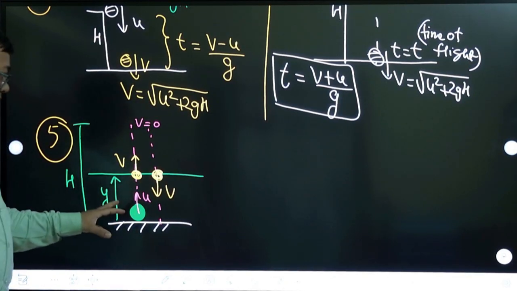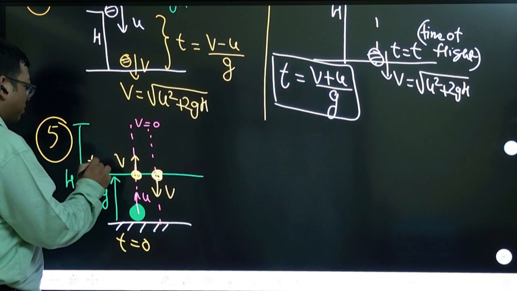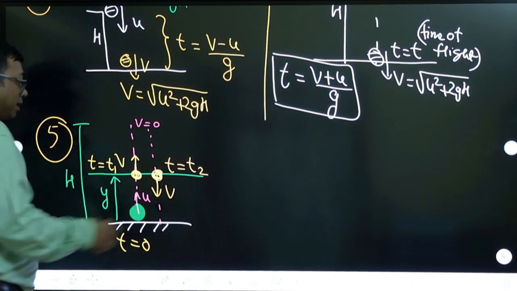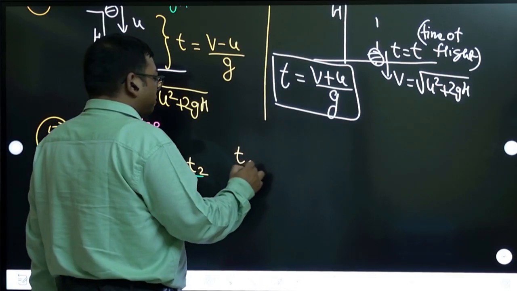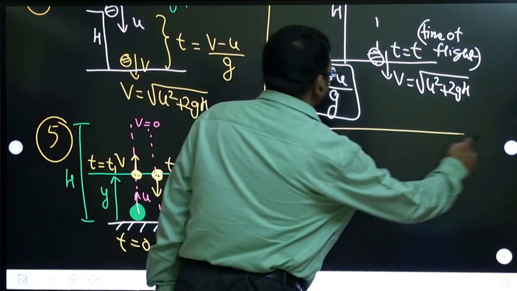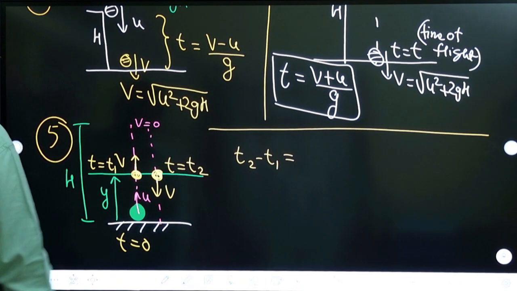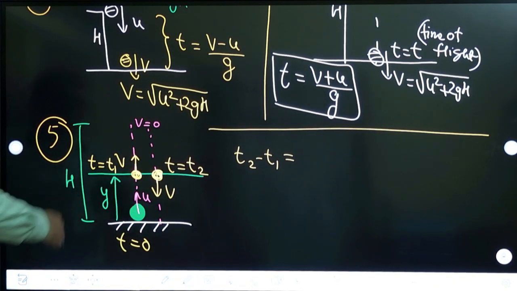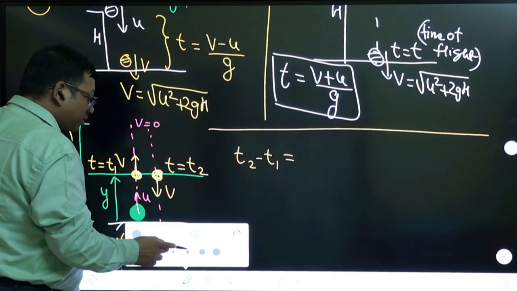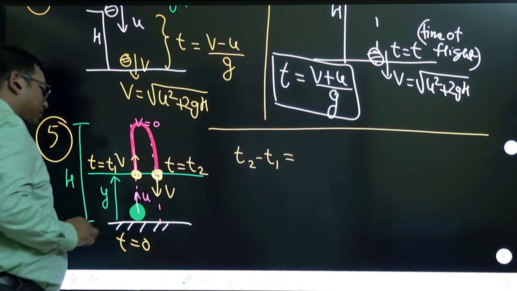So the question is, let us say at time 0 you have thrown it, and at time t equal to t1 it is reaching here, and at time t equal to t2 it is reaching here. They can ask what is the time difference t2 minus t1. They will ask this t2 minus t1. Or they will give you t2 minus t1 and ask what is y. Note that this t2 minus t1 can be studied just by thinking of this level, this time of flight.